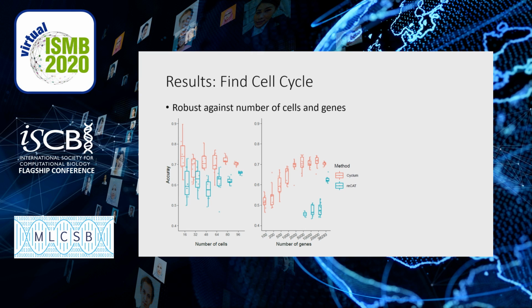Number of genes in the red panel is more interesting. Because recat is based on marker genes, when the information of those genes is lost because of the subsampling, the performance drops fast. Cyclone, on the other hand, considers the circular pattern in all genes and can reliably recover the trajectory from as low as 2,000 genes.